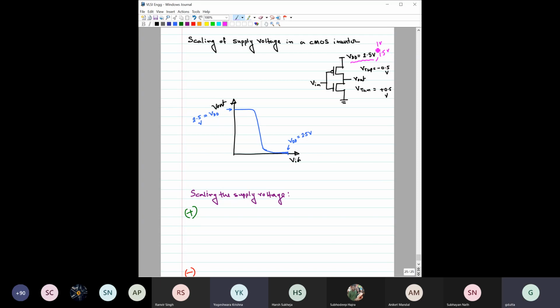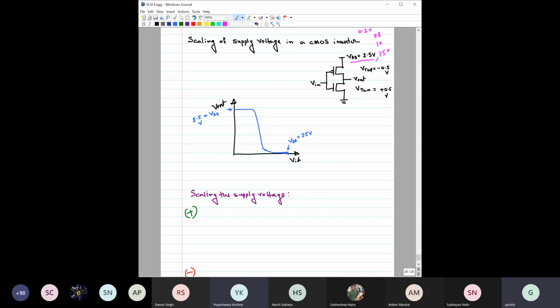What will happen if we make it 1 volt? We do not know, we have to check it. What will happen if we make it 0.8? Or eventually, what will happen if we make it 0.2 volt? Does this device still work? Will this total thing still work as an inverter or not?